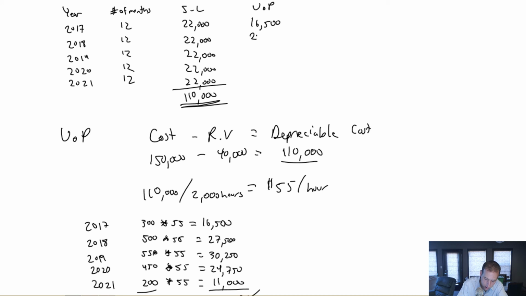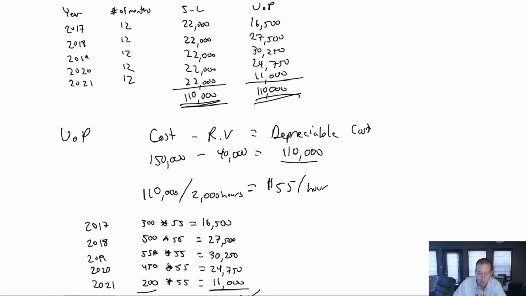16,500, 27,500, 30,250, 24,750, and 11,000. And that, of course, summed up to 110.